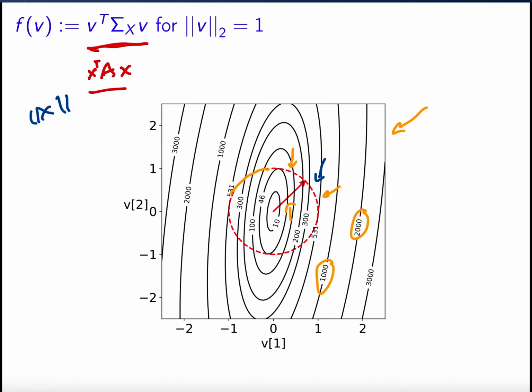because we're considering vectors that have L2 norm equal to 1.